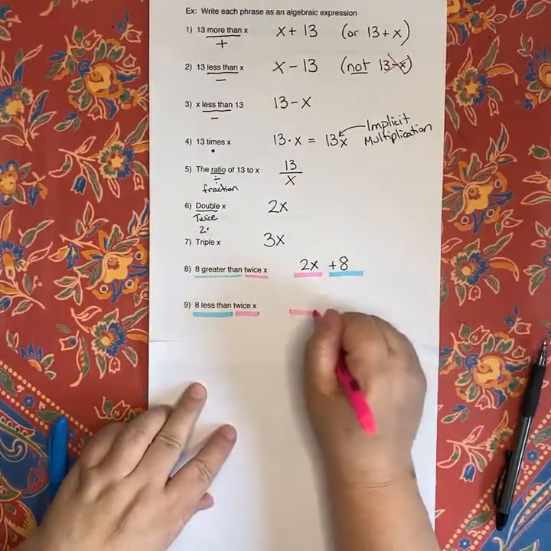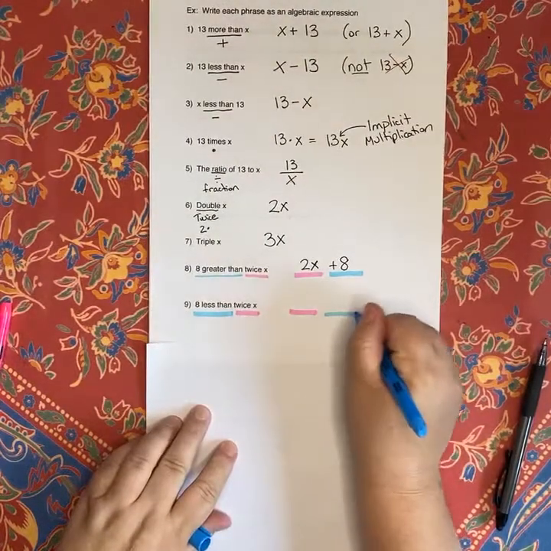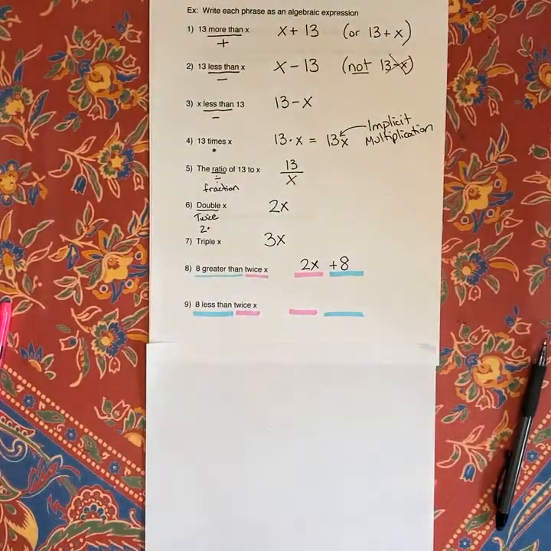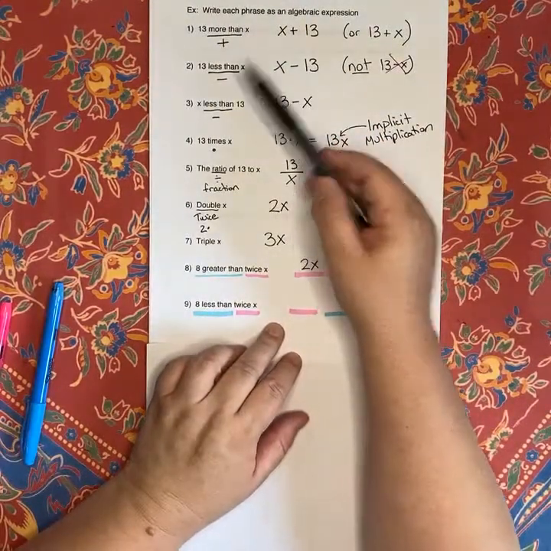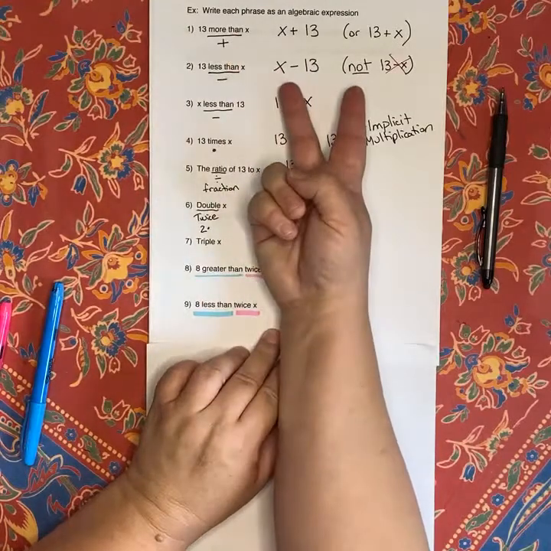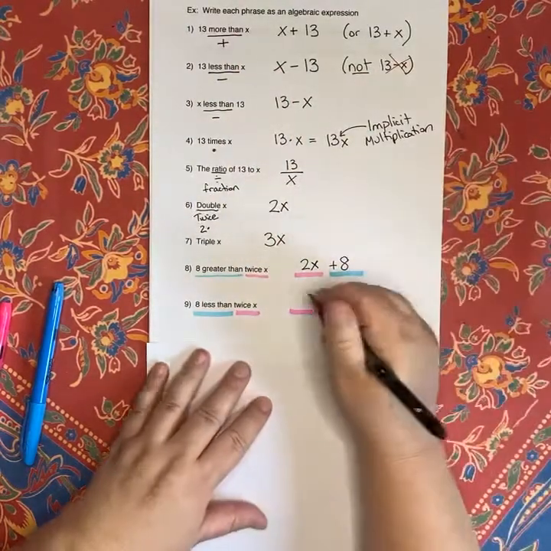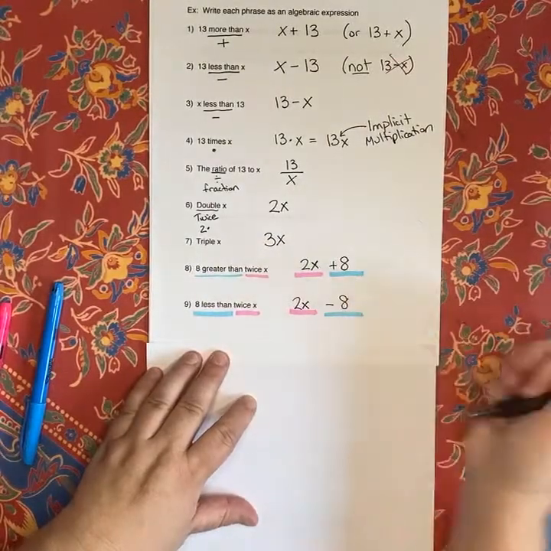So when I write it, I'm going to write the pink part first and the blue part second, because, again, the more thans and the less thans always take the problem in English and flip it around for the math. So this is twice x minus 8.